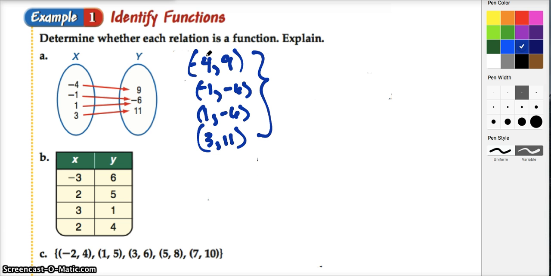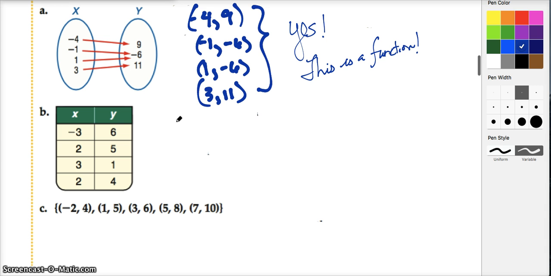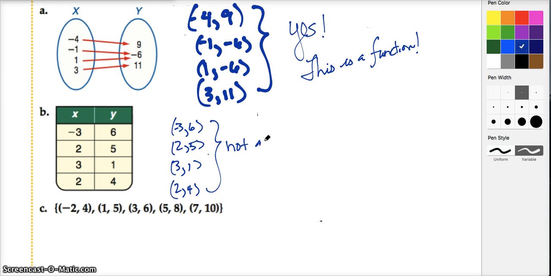I like to think of it again as each of these people have one birthday, and sometimes some people have the same birthday, right? So yes, this is a function. All right, let's look at this table. In this table, I've got -3 being associated with 6, 2 being associated with 5, so far so good, 3 being associated with 1, and 2 being associated with 4. I see trouble. This guy got 2 birthdays, right? You see that 2 is being associated with 5, and 2 is also being associated with 4, which makes this not a function. It's as easy as that.